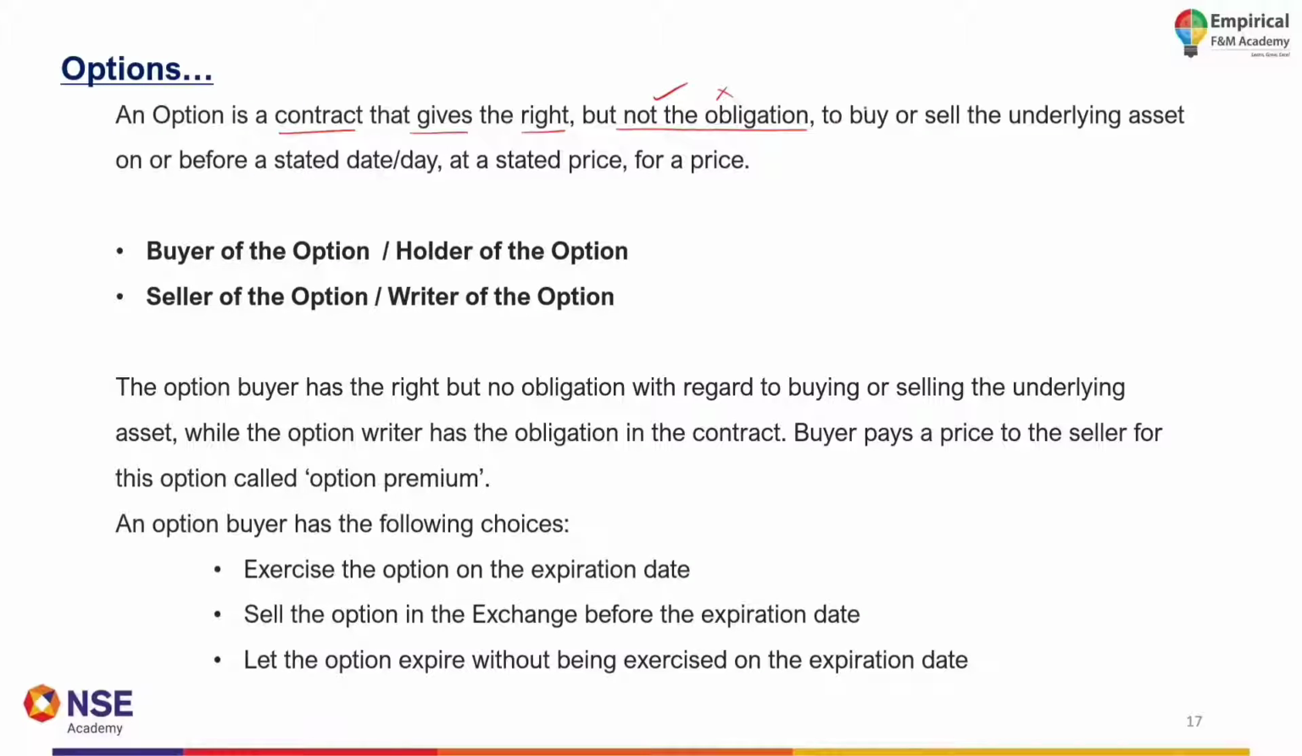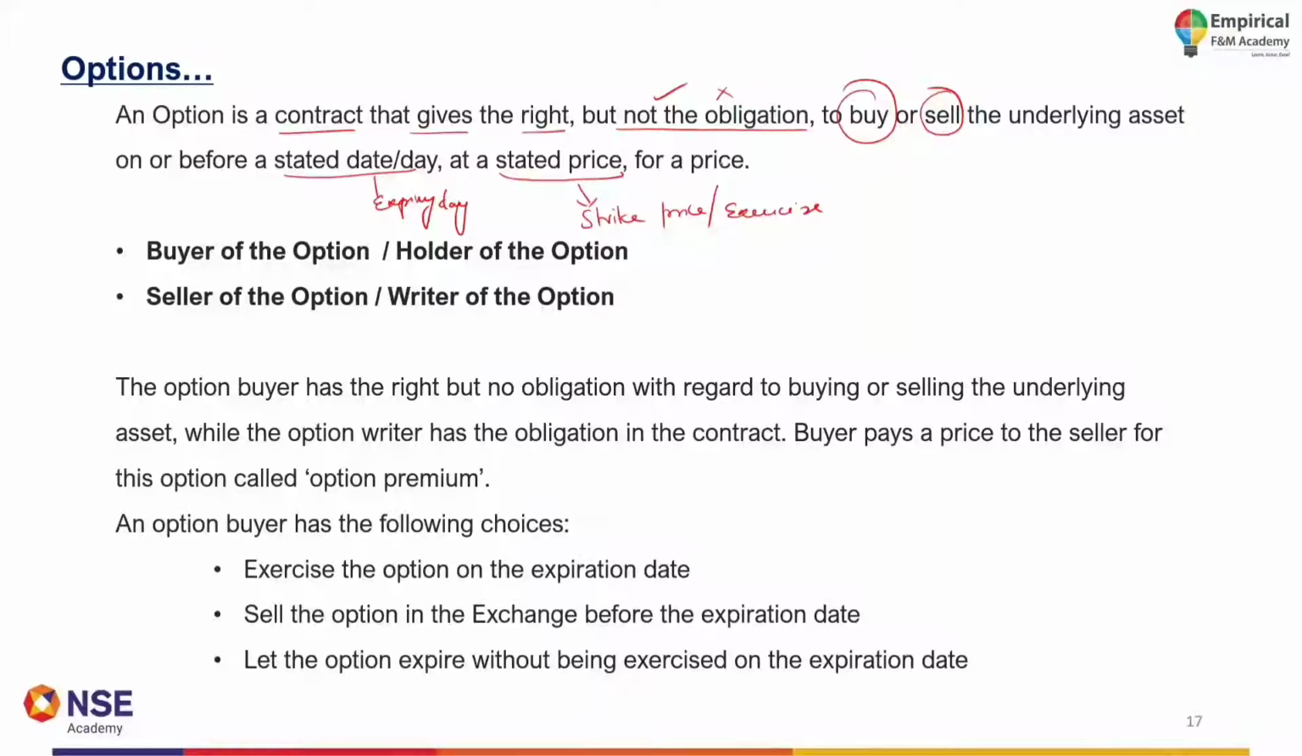right? For what? Either to buy or to sell the underlying asset on or before a stated date, and this date is called the expiry day, right? At a stated price. This price is called the strike price. Either we'll call it a strike price or exercise price.